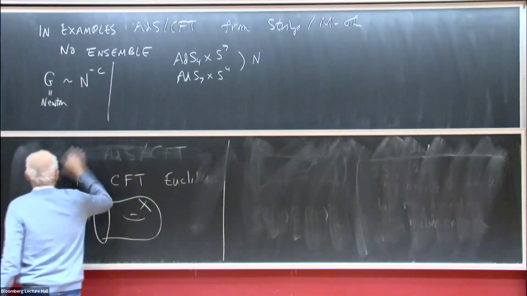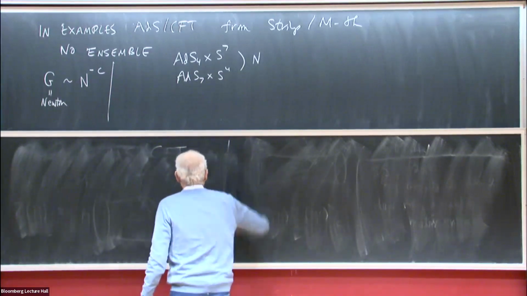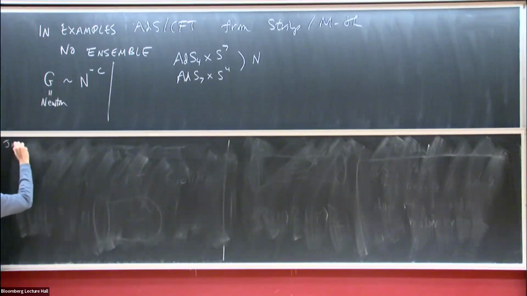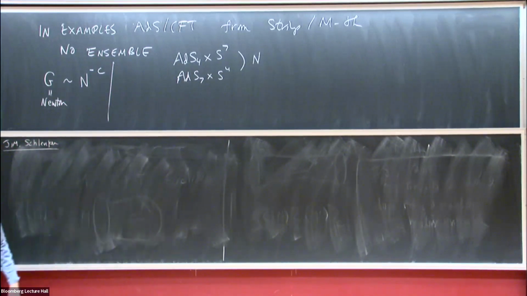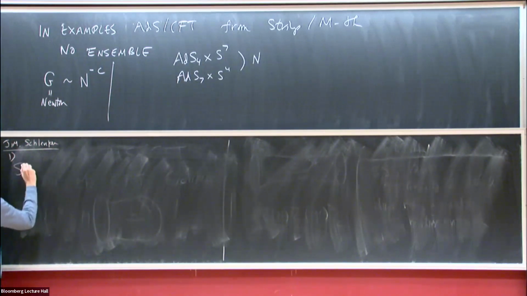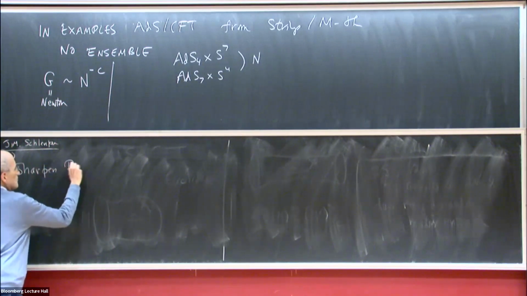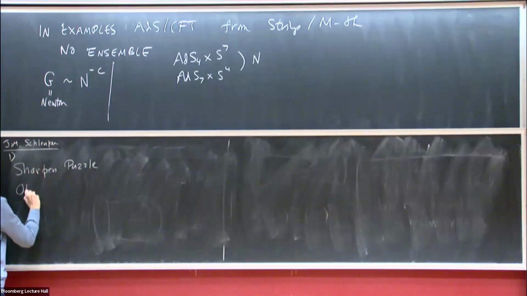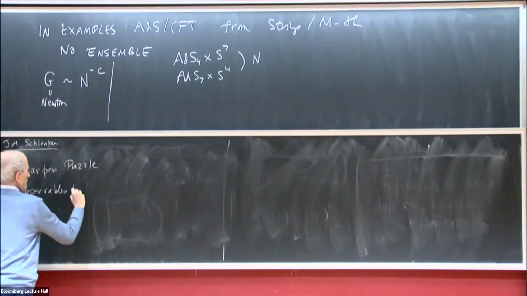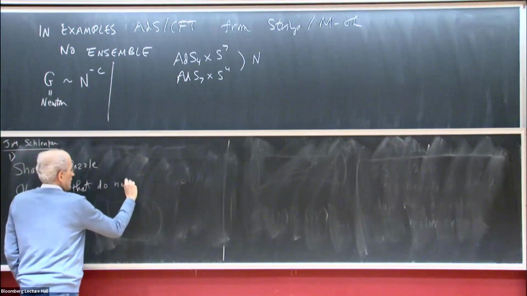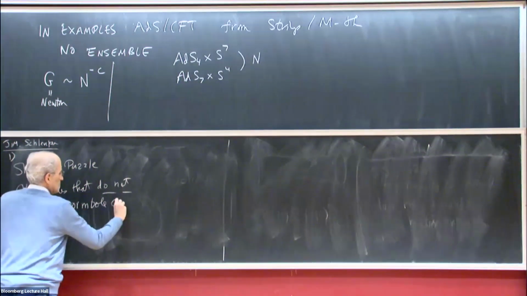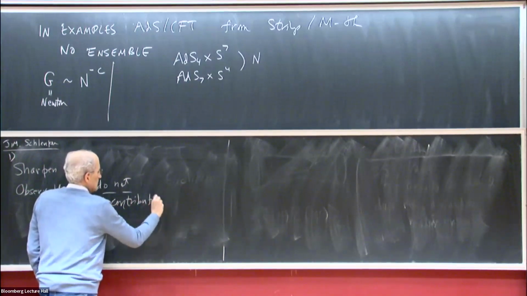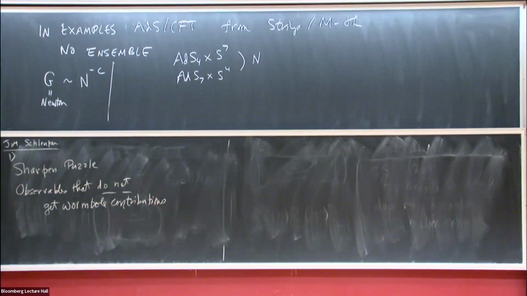So I should have mentioned that I'm describing work with a co-author, Jean-Marc Schlenker, who helped with the statement about hyperbolic geometry. The papers are on the arXiv as of a few weeks ago. So today I'm going to sharpen the puzzle. Well, two parts of the talk. In part one, I'll sharpen the puzzle. I'll describe observables that do not get wormhole contributions. That's part one of the talk.